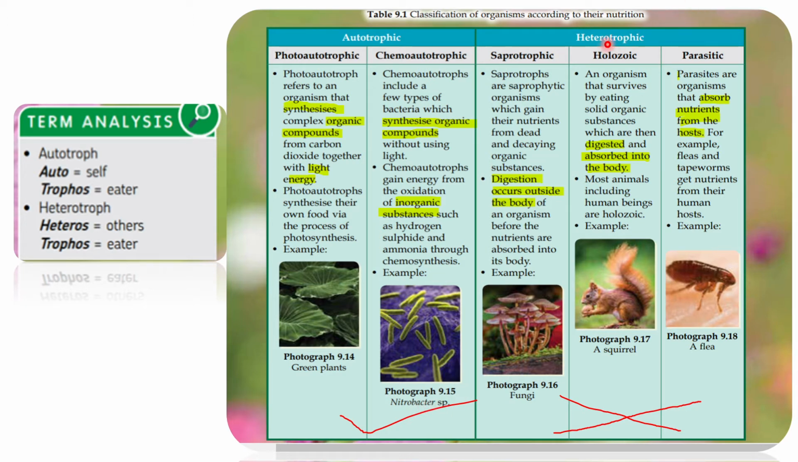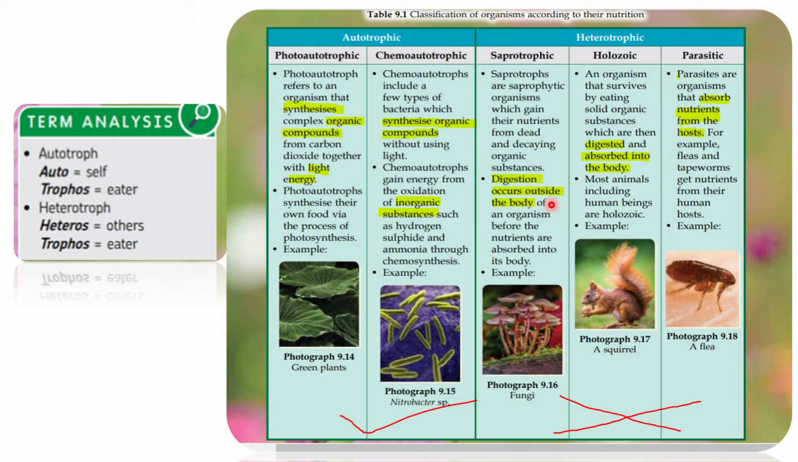Okay, next is on the heterotrophic. It is further divided into three: saprotrophic, because we're talking about trophs. Troph refers to nutrition, pemakanan, and then also we have holozoic, and another one is parasitic. So for saprotrophs, they are the saprophytic organisms. Do you still remember the organisms? They are actually the decomposers, consisting of the saprophytic fungi and bacteria, which gain their nutrients from dead decaying matter.